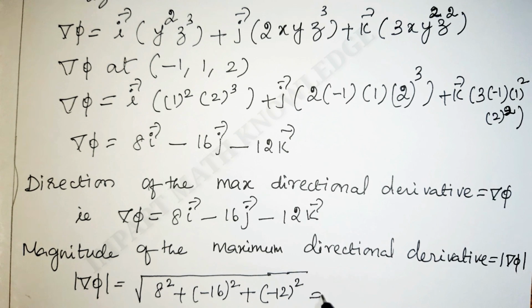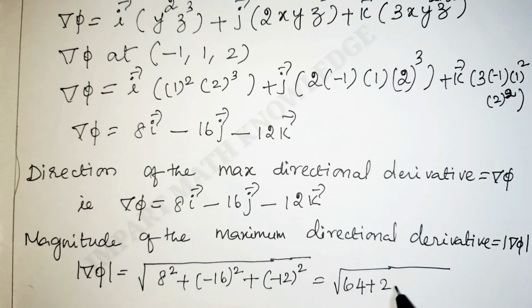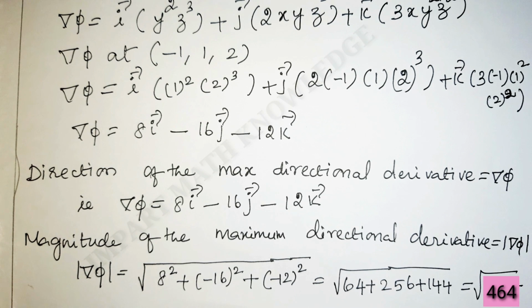So the value is 64 plus 256 plus 144. So modulus of del phi is root of 464. In this way, you have to find directional derivative, direction of the maximum directional derivative, and magnitude of the maximum directional derivative. Hope you all understand.